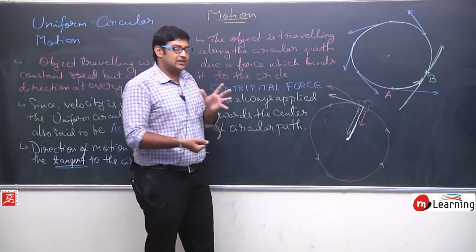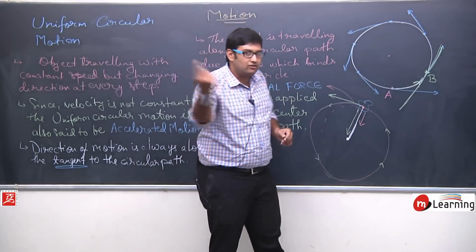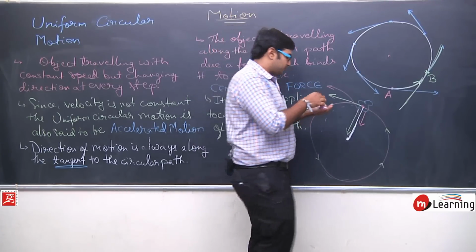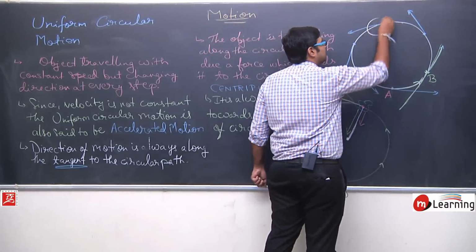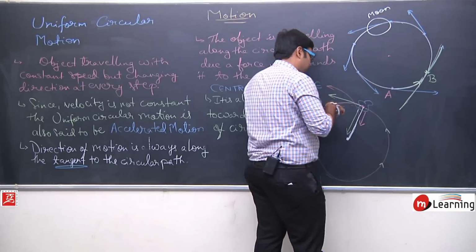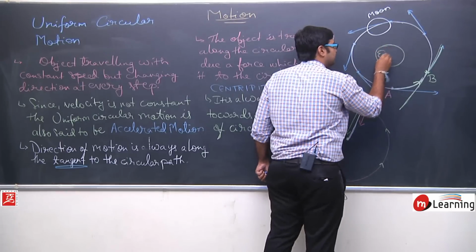This example can be seen for the moon. Okay, the moon is revolving around the earth. So why is the moon revolving around the earth? It's because, for example, consider this as moon, and consider this as, let us say, earth.